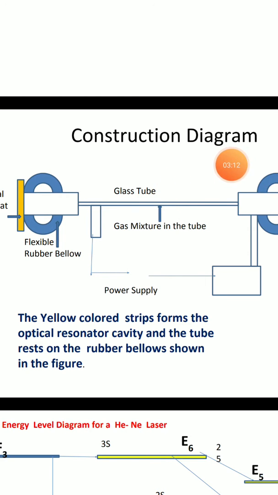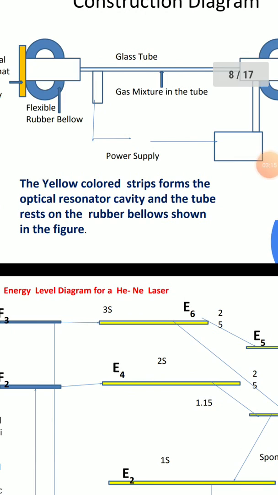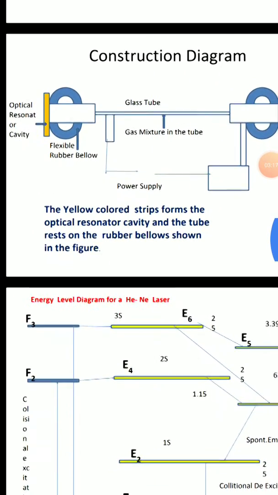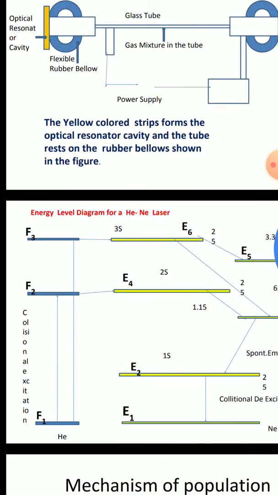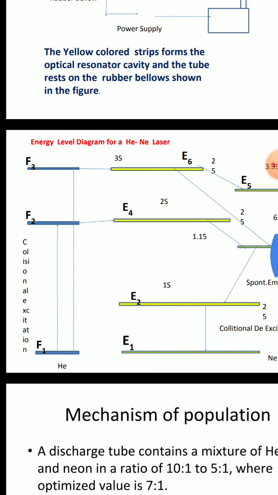The power supply is also there. You can see the power supply. Now you can view the energy level diagram of a helium neon laser. What you see here is F1, F2 and F3 denoting the helium energy levels, and you can see very clearly that the third energy level of helium is almost parallel to the sixth energy level of neon.